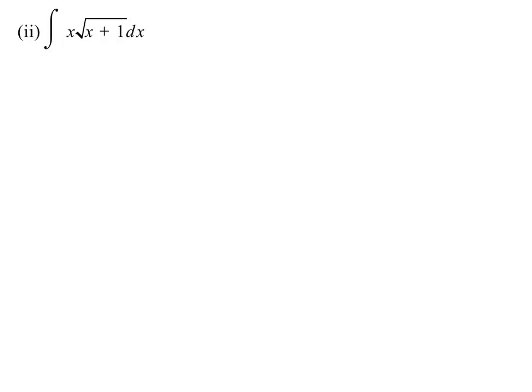This one's a bit different though. x times the square root of x plus 1. Well, it's that square root that's causing me the problem. How about this time, instead of just doing u equals x plus 1, I'll make it the whole of the square root. Playing around with that, I get x equals u squared minus 1, which means dx is 2u du.